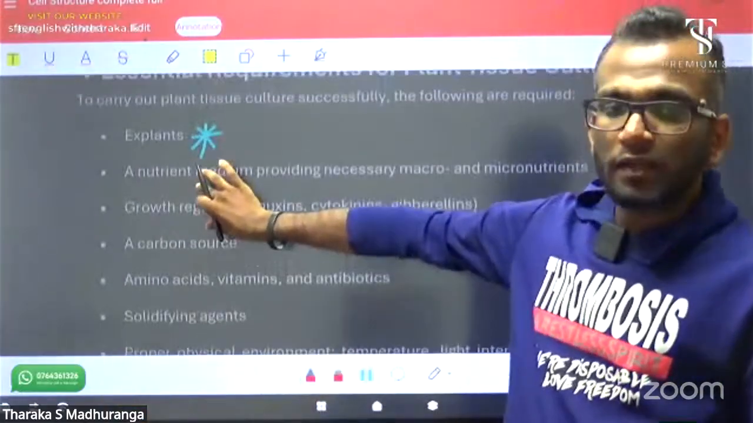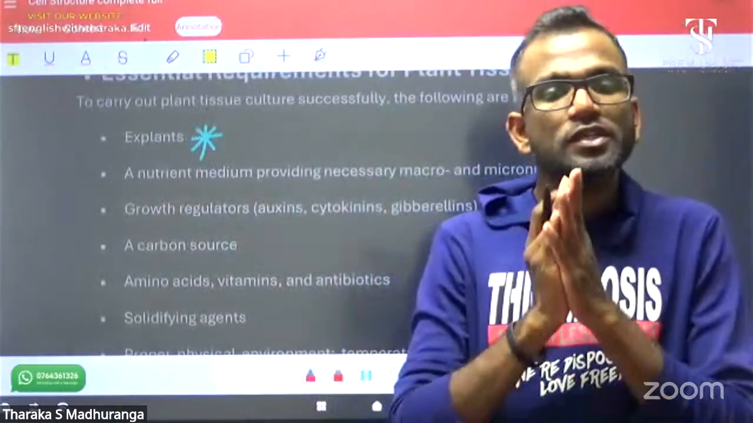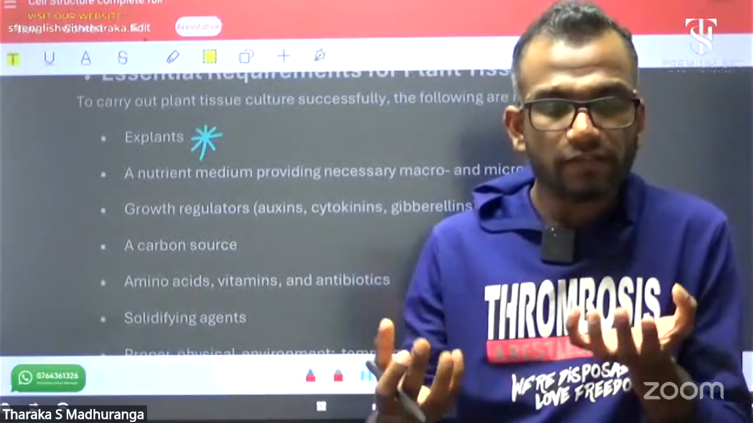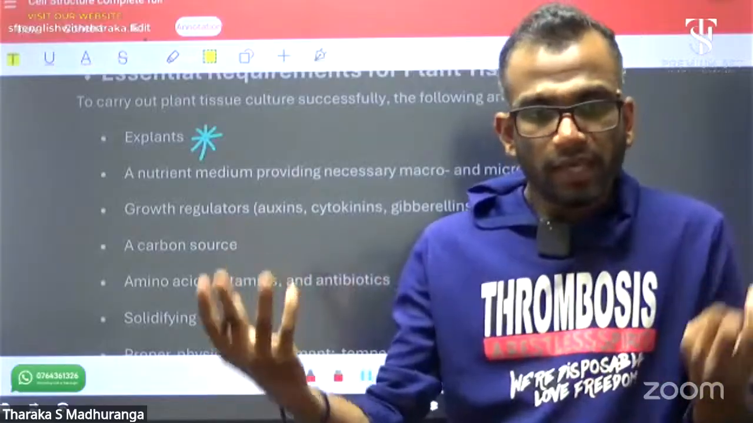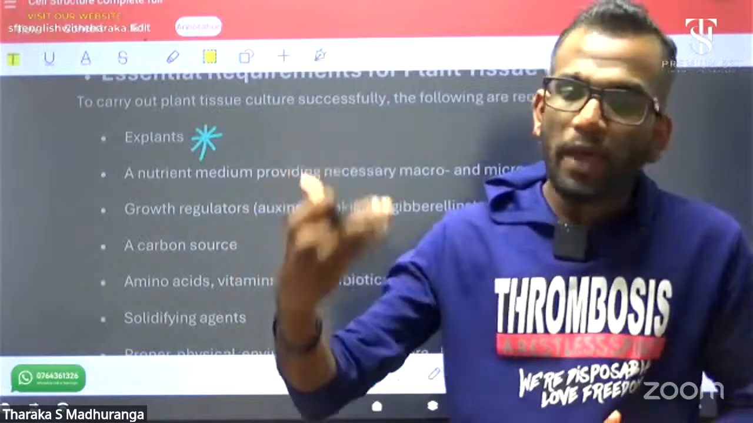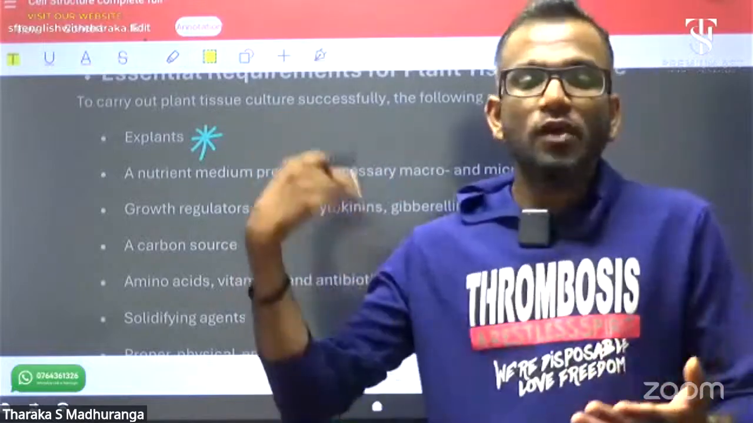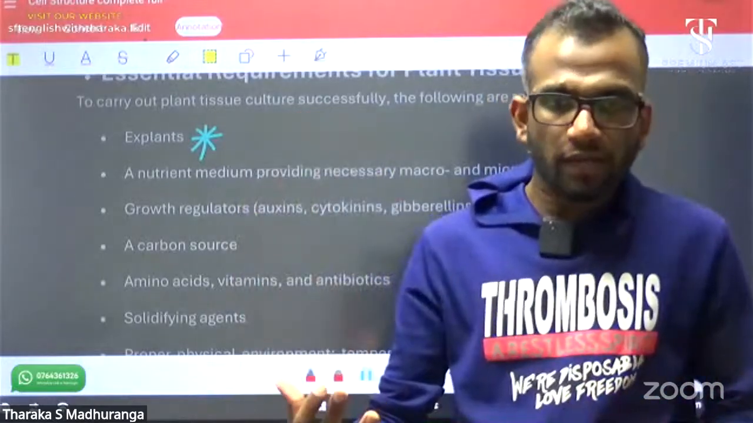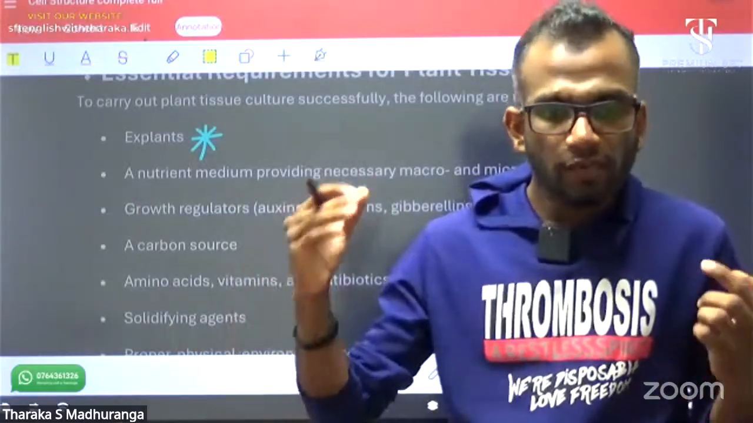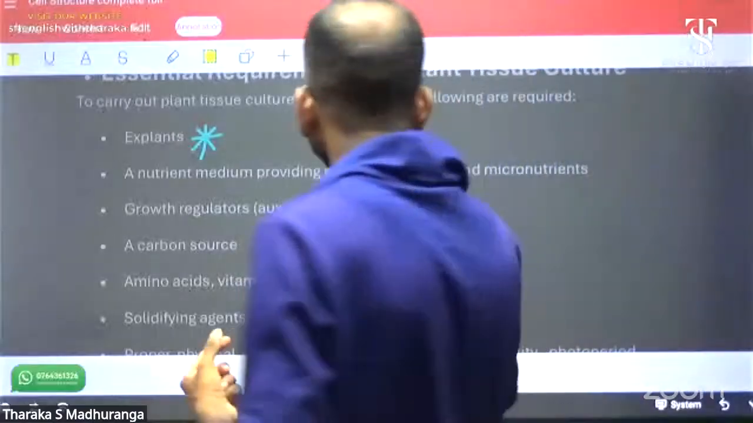The second one, the nutrition medium. The nutrition medium means it's an artificial media that we call agar media. Agar media is a semi-solid media. It contains all plant nutrients, vitamins, hormones, everything, right? Everything required for plant growth is available in the tissue culture artificial media.